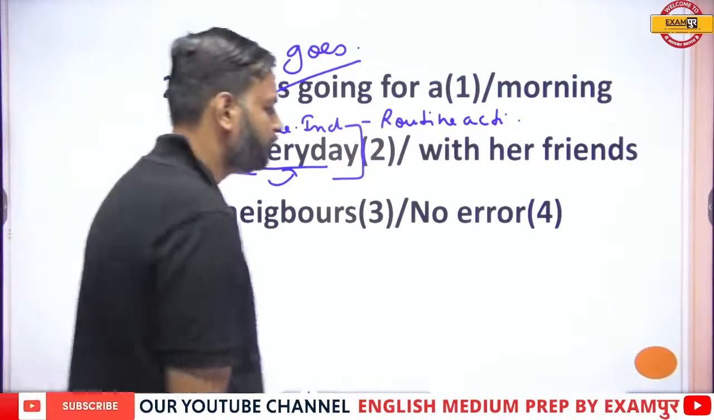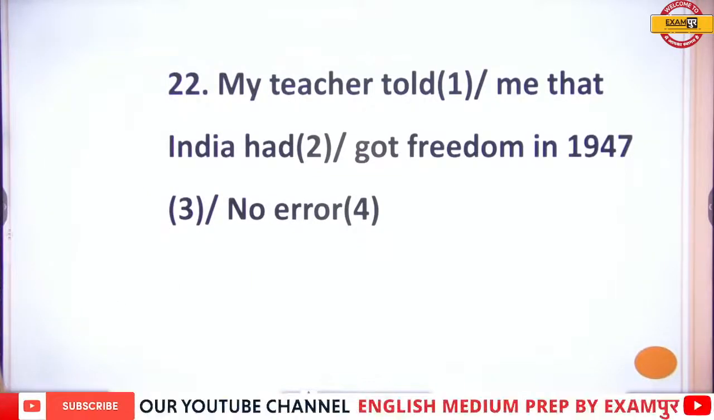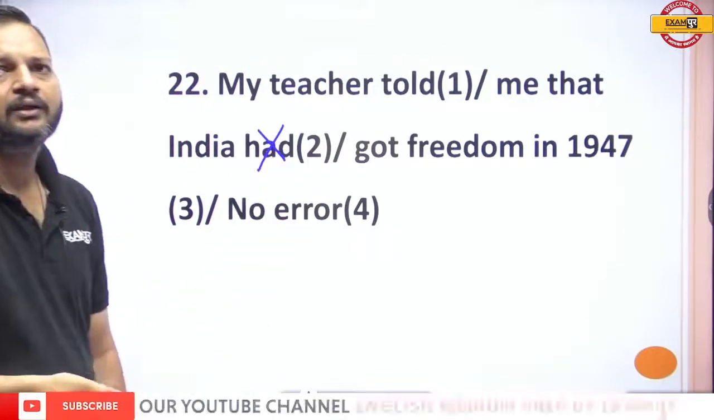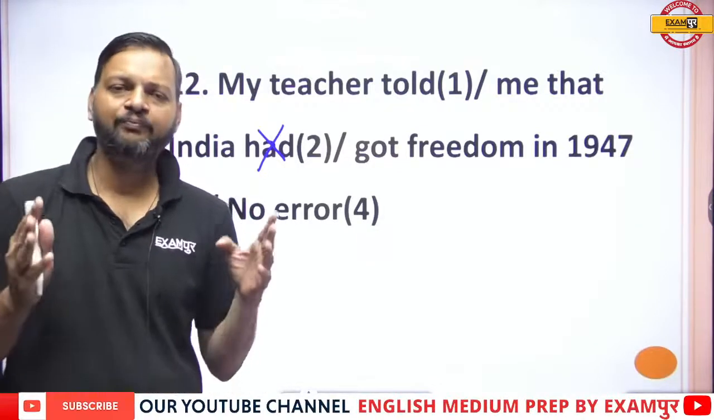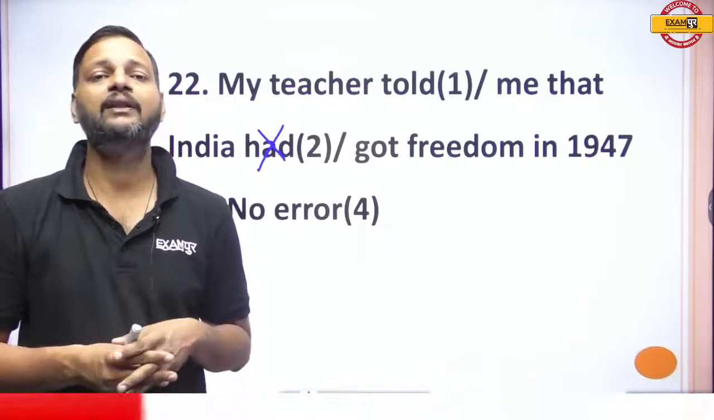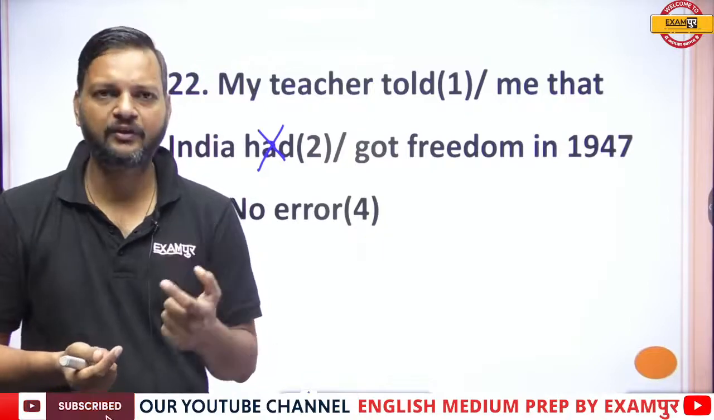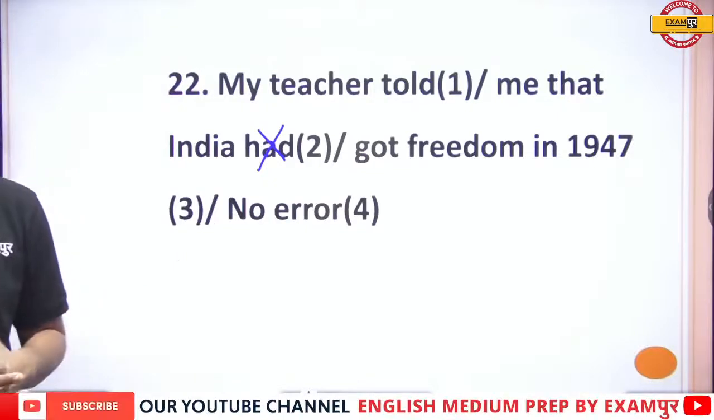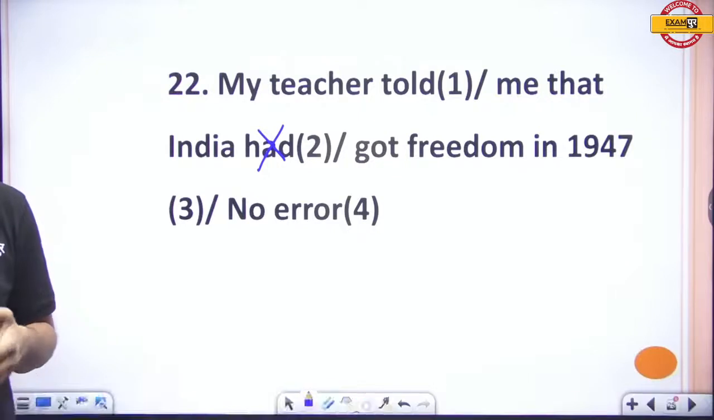Okay. Now the next question. My teacher told me that India had got freedom in 1947. So here no need to use had, because this sentence is simply in past indefinite tense. It should not be in past perfect, because we use past perfect tense only when there are two actions, and one of those two actions happened before the second action. So here no need of had. You can construct this sentence in past indefinite tense.